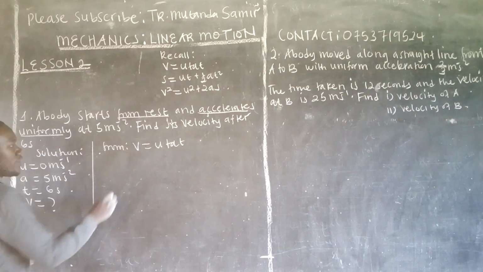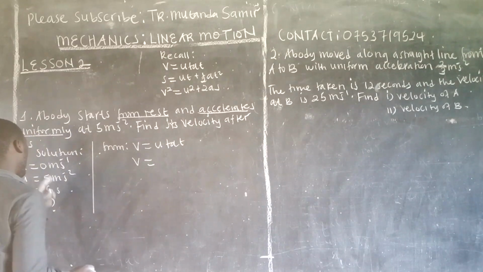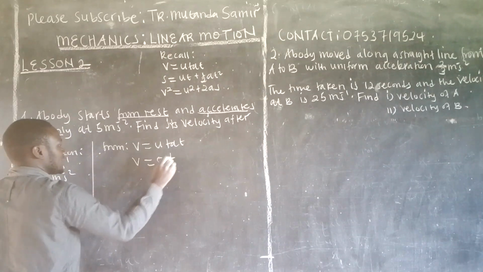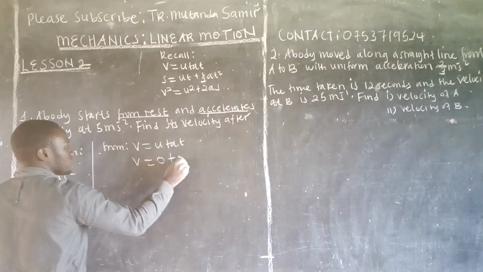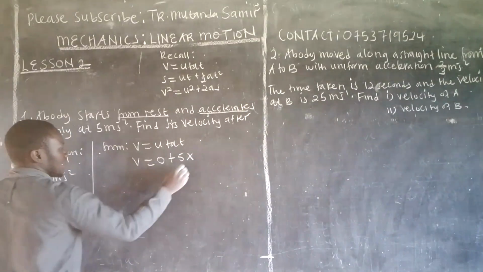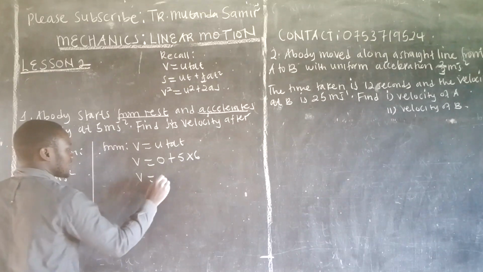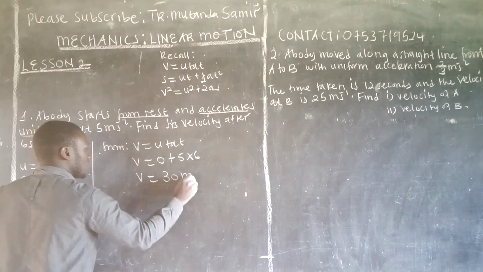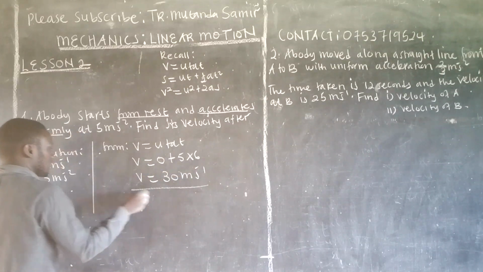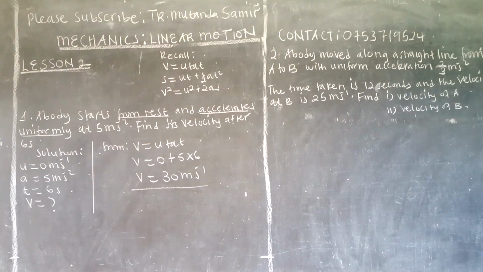So our V, we have it, no? V is equal to our U, which is 0, plus our acceleration, 5, times the time, 6. So now our V will be equal to 5 times 6. That will give you 30 meters per second. And that's the velocity after 6 seconds.